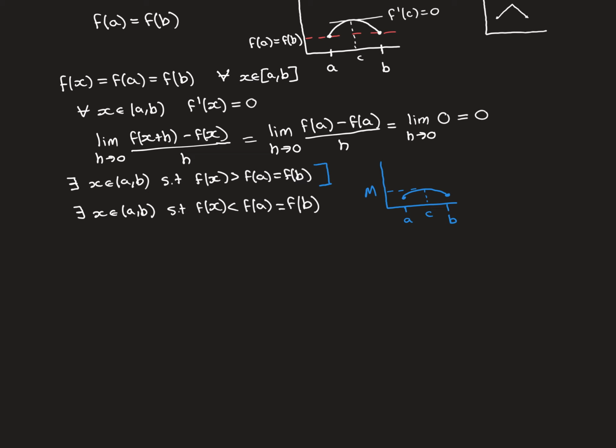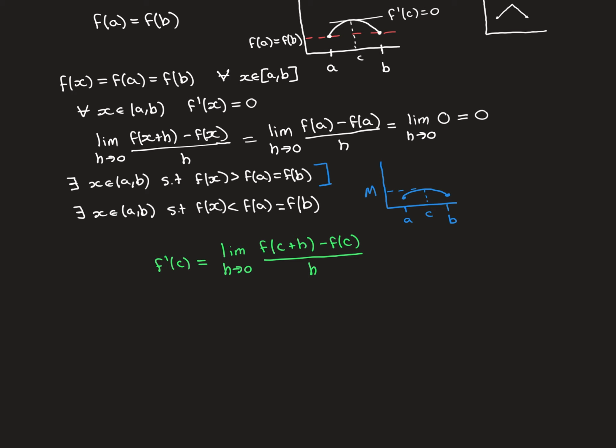Now, because we know that at least somewhere the function goes above this value, we know that the function is not at its maximum at a or b. It's some other point inside the open interval ab where the function obtains its maximum. I've called that maximum value capital M, and I've called the point within the domain where it obtains that maximum the point c. And as I have already said, we know that c is not a and it's not b.